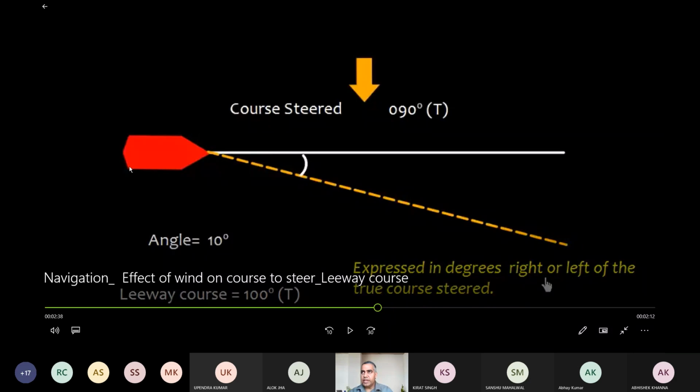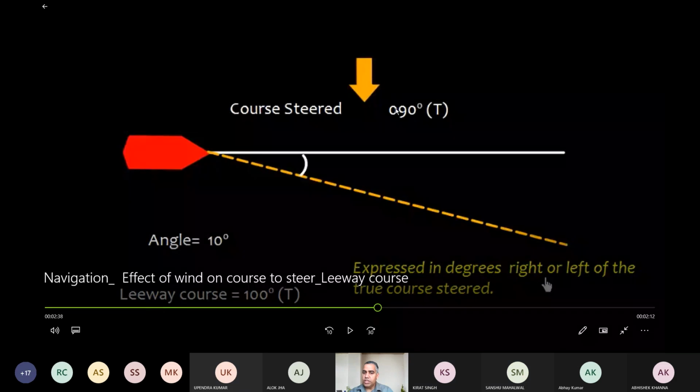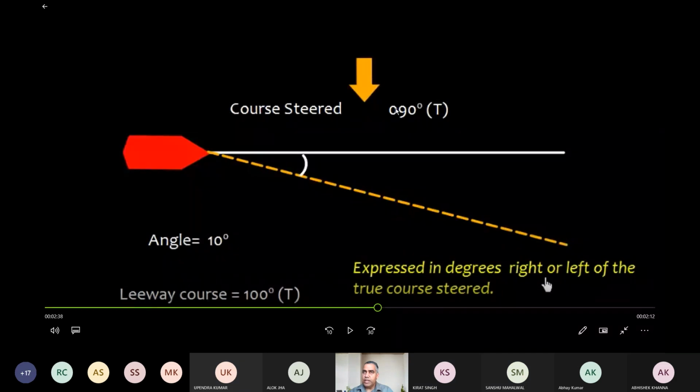Now, beta, in the same scenario, if the wind was not a northerly wind, but a southerly wind, in that case, can you tell me what will be the leeway track? 080, sir. Very good. So if the wind was a southerly wind, we will have to subtract this leeway angle from the course steered to get our leeway track. So it will be 90 minus 10, that is 80.